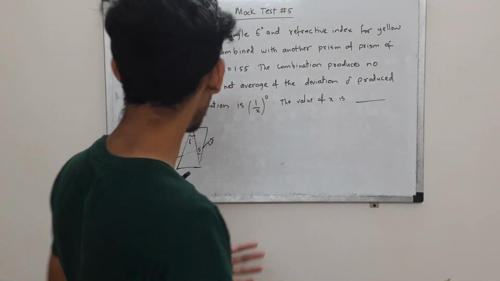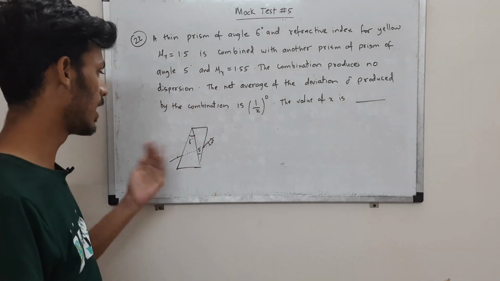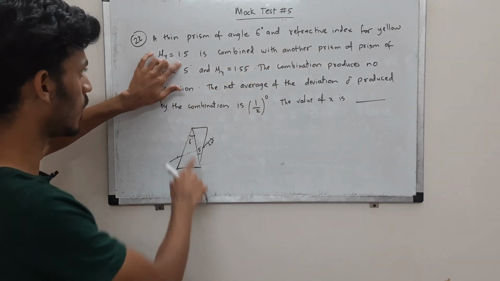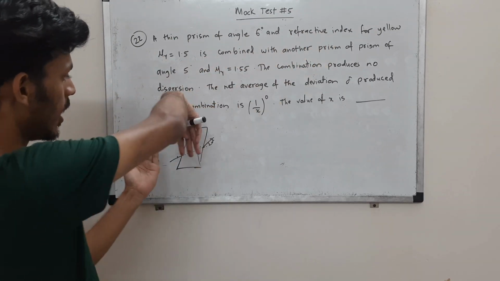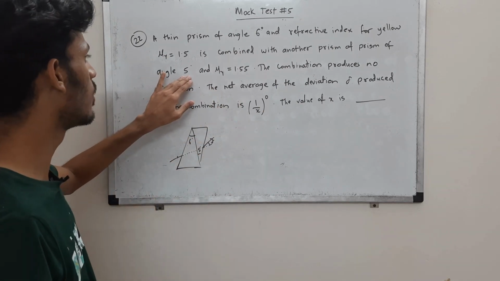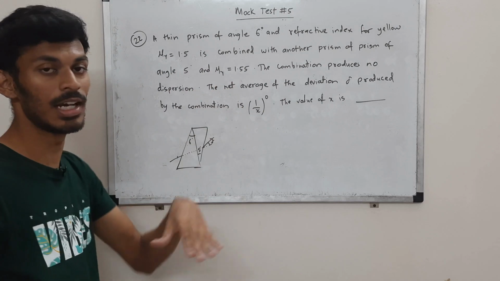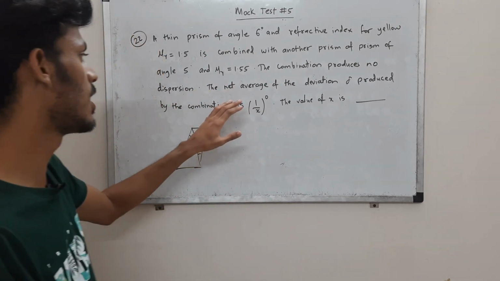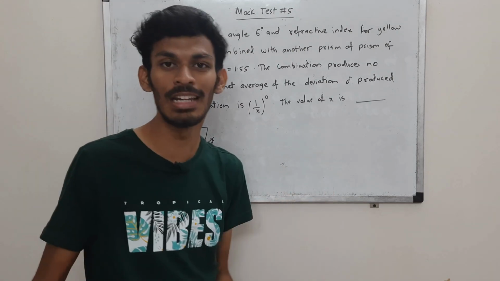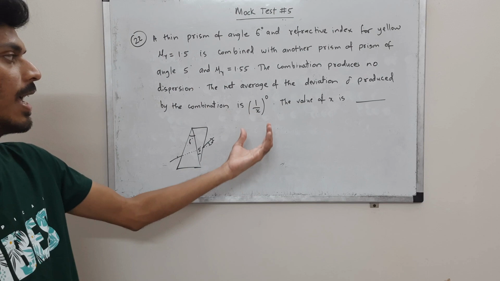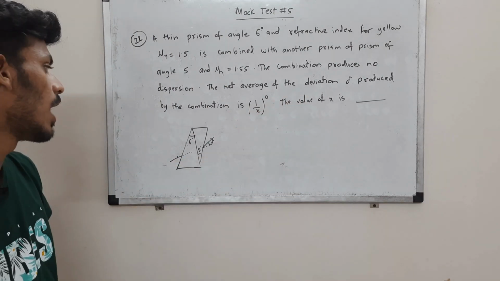Over here we have two prisms, one with an angle of prism of 6 degrees and a refractive index for yellow light of 1.5. The other one we have arranged in the opposite sense, with an angle of prism of 5 degrees and a refractive index for yellow light of 1.55. The combination is as shown. You are supposed to tell the net average deviation produced by this combination. It's 1 by x, and you are supposed to tell the value of x.